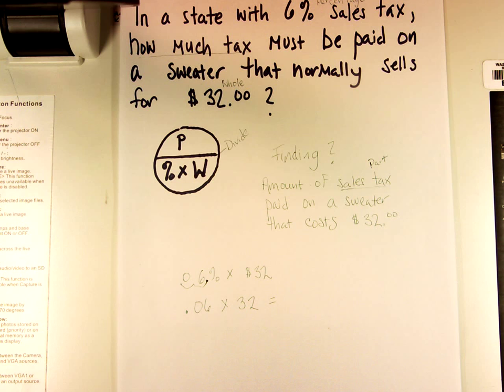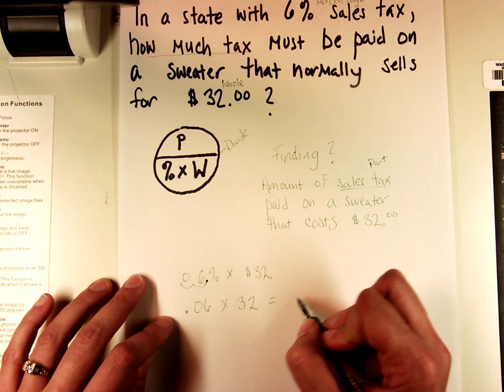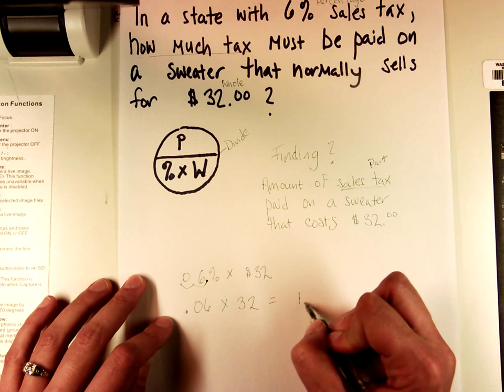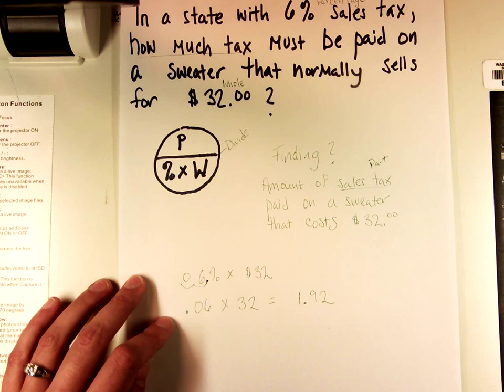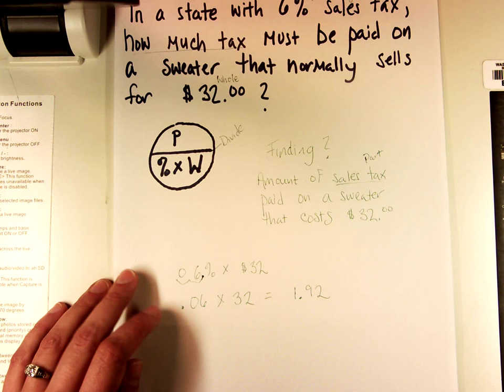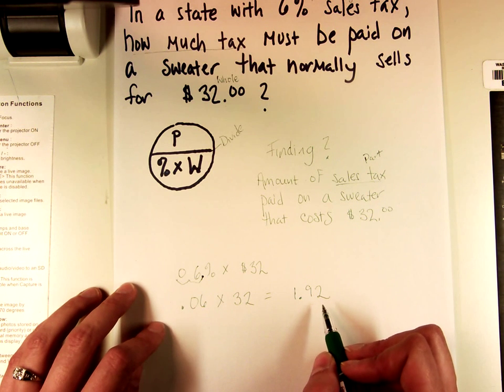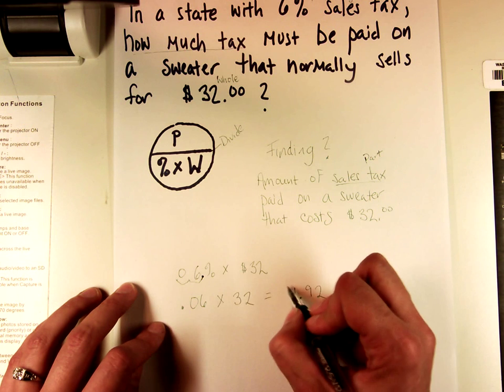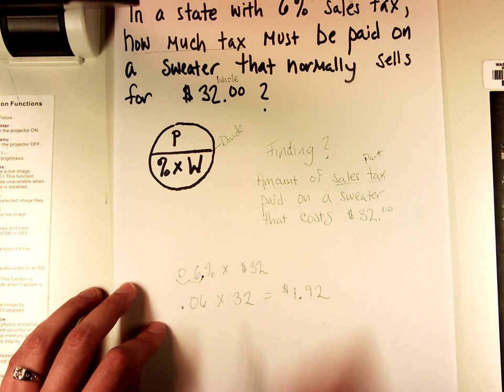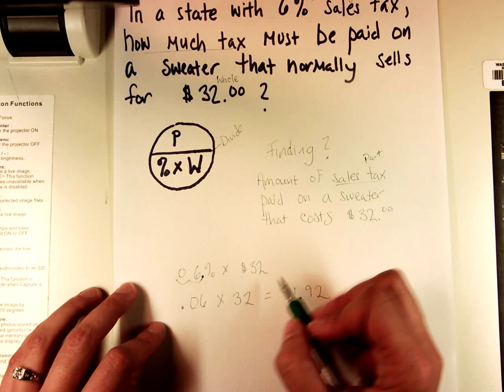So let's see. When we multiply 0.06 times 32, that gives us 192. And I know about sales tax because I buy things all the time. And this seems pretty reasonable that I would have $1.92 of sales tax that I would pay on something that cost $32. So here's my final answer.